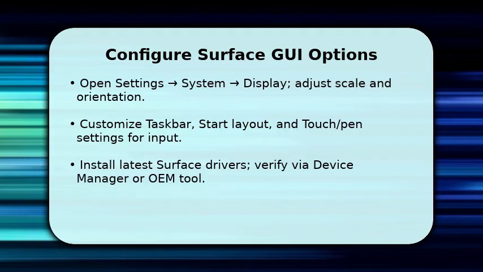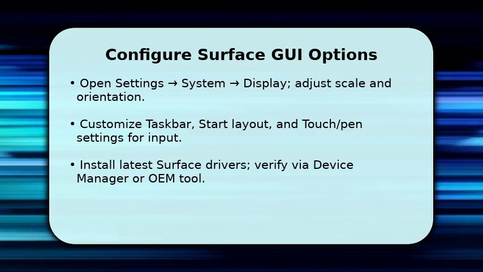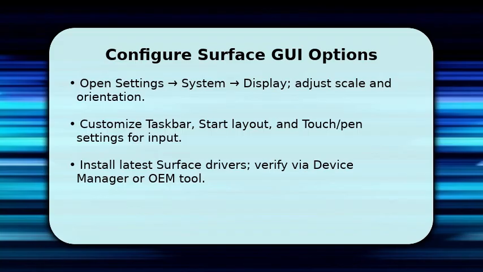Next, customize the taskbar and start layout to surface the apps you use most, and tweak touch and pen settings to reduce accidental taps. Install or verify Surface drivers through Device Manager or the OEM Update utility, because proper drivers ensure gestures and pen pressure behave predictably. After changes, sign out and back in to apply layout and input adjustments.